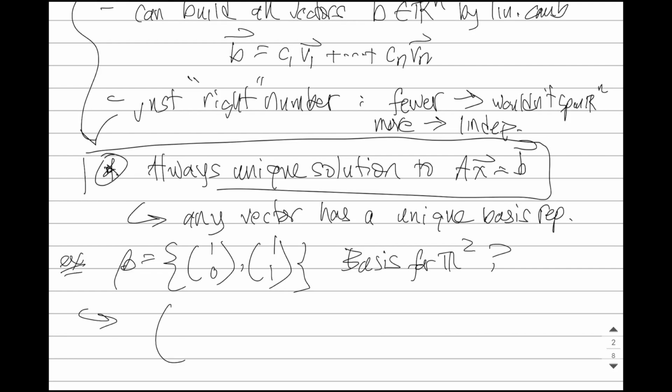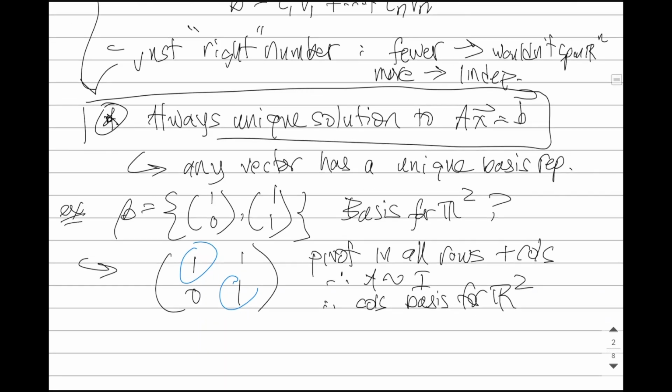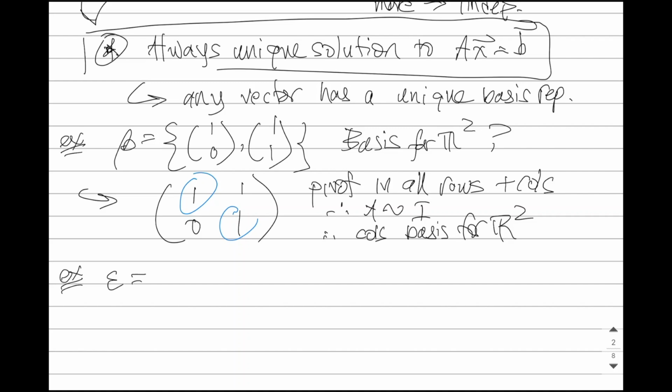Take this as the columns of your matrix, and you can very clearly see we have a pivot in all of our rows and all of our columns. That means this matrix is invertible, and that means that the columns are a basis for R2. Very, very simple. If I give you this other set, which we've all seen before, we will do the same trick.